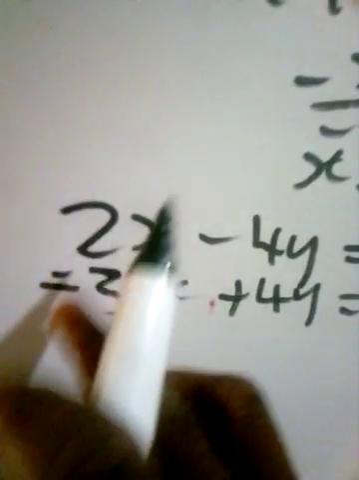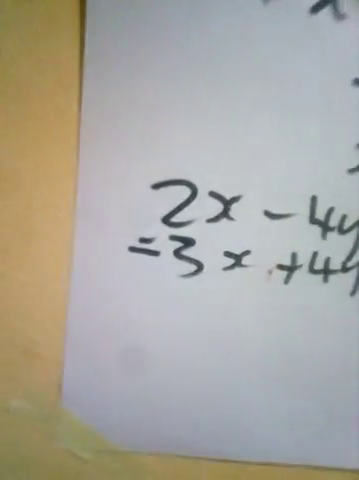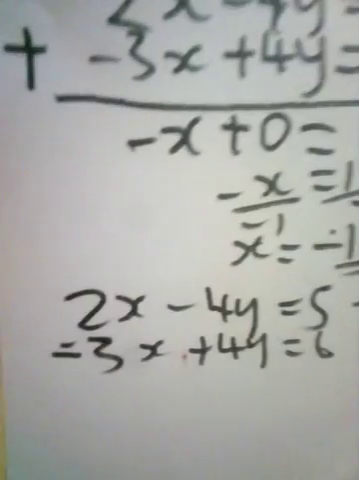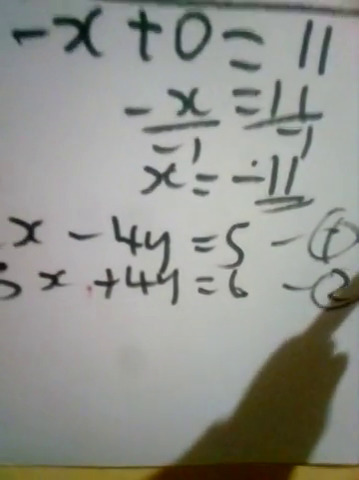If I want to eliminate x, I notice that my x here has a coefficient of 2 and my x here has a coefficient of 3. And for me to eliminate both of them, I need them to have the same coefficient, the same number in front of x. So to do that, I'll have to multiply this equation by the coefficient of the x below, that's 3.